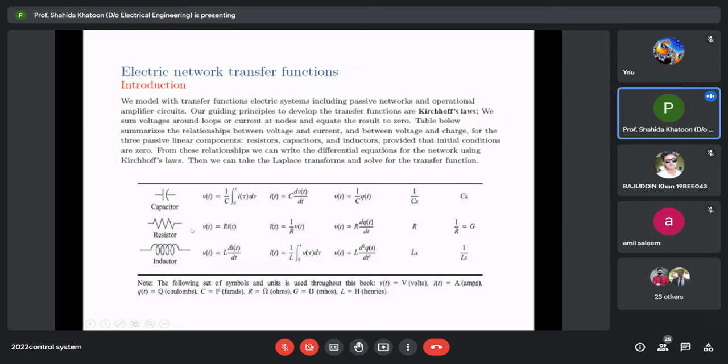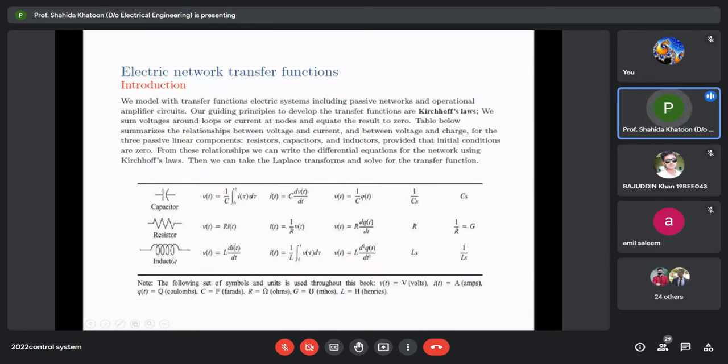Similarly, resistor is described by the ohmic relation v(t) equal to R i(t), and i(t) becomes 1 by R v(t). So v(t) is R dq(t) by dt in terms of charge, and for the resistor the proportionality constant is R, and 1 by R is represented as G, which is called the conductance.